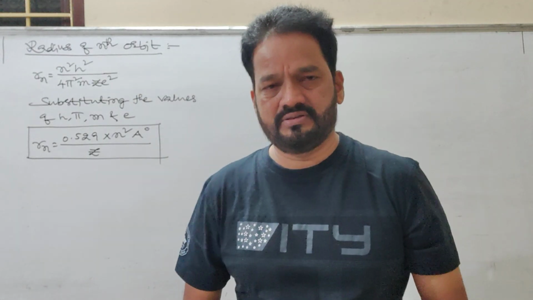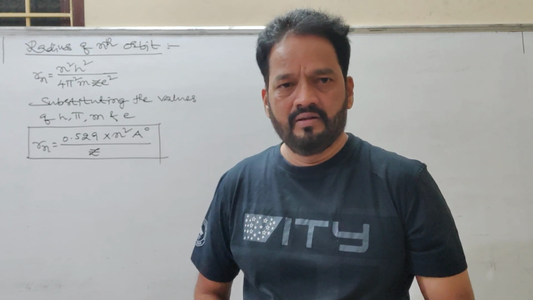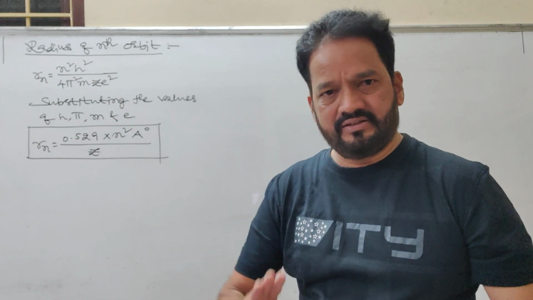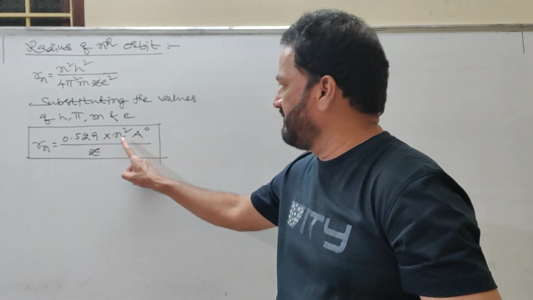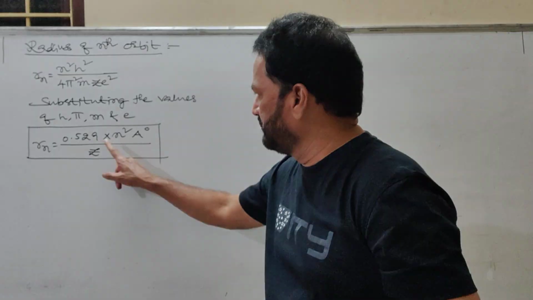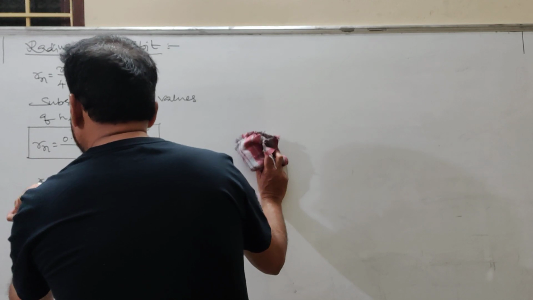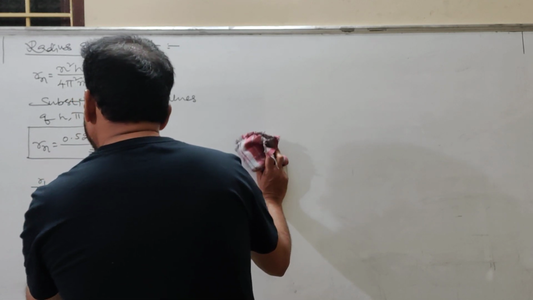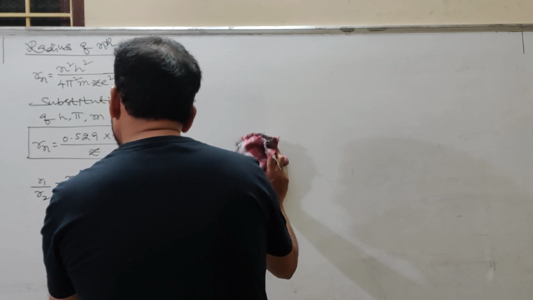So many calculations we can do, such as the radius of an atom, if they ask. If the same equation is taken in two different cases, R1 is equal to 0.529 into N1 square angstrom by Z1, and R2 is equal to 0.529 into N2 square angstrom by Z2. Then we can write an expression: R1 by R2 is equal to N1 square by N2 square into Z2 by Z1.